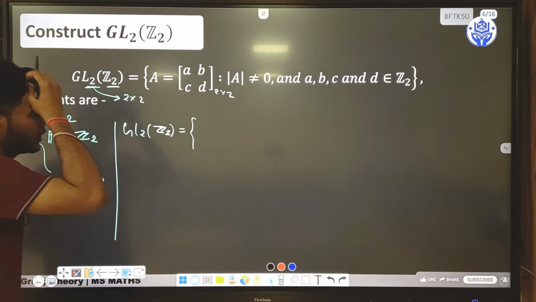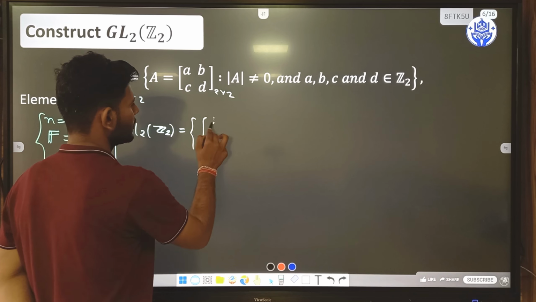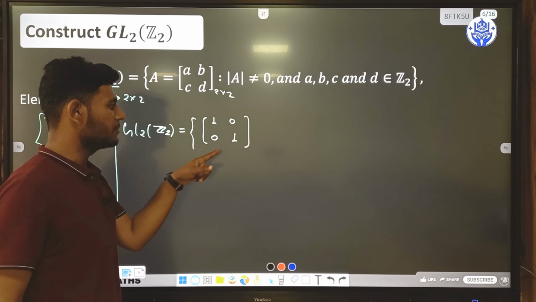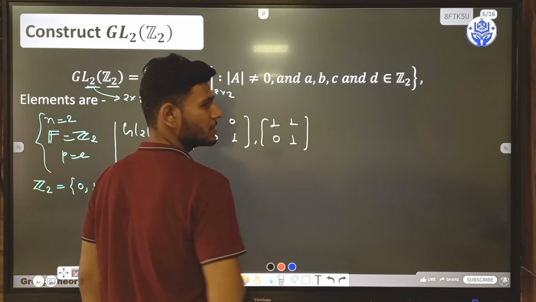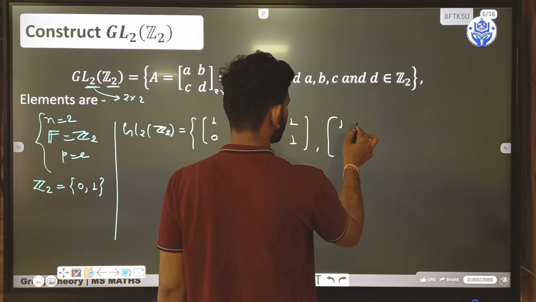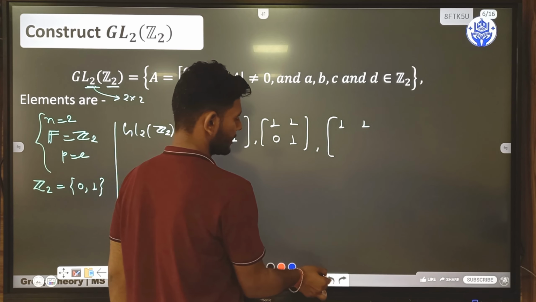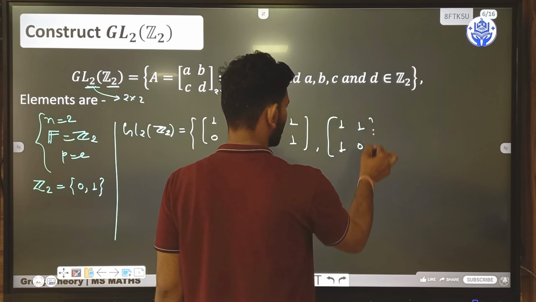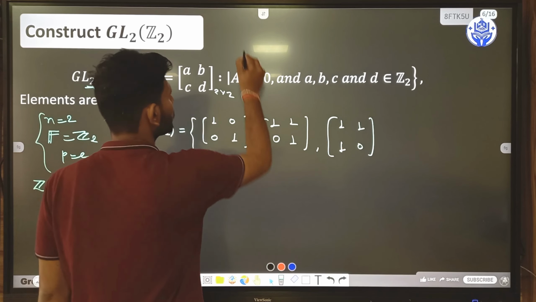Now what can be the shape of the matrix, or what can be the elements here? I will take this one, 1 0 0 1, with the 0 1 entry, and its determinant is non-zero. Next, 1 1 0 1, the determinant is also non-zero. If it is 1 1 1 1, then 1 minus 1, the determinant is 0, so I can't take this. Then I will take 1 0 1 1 here.